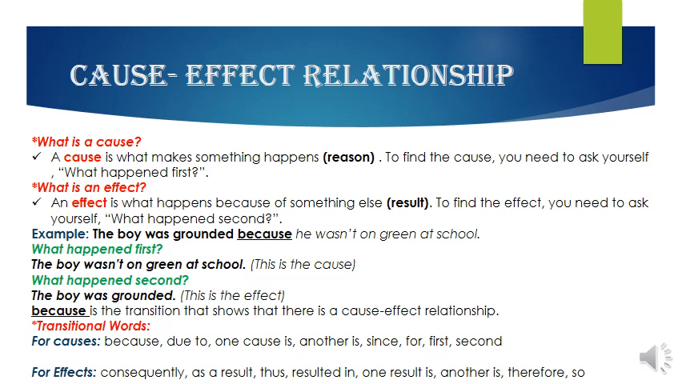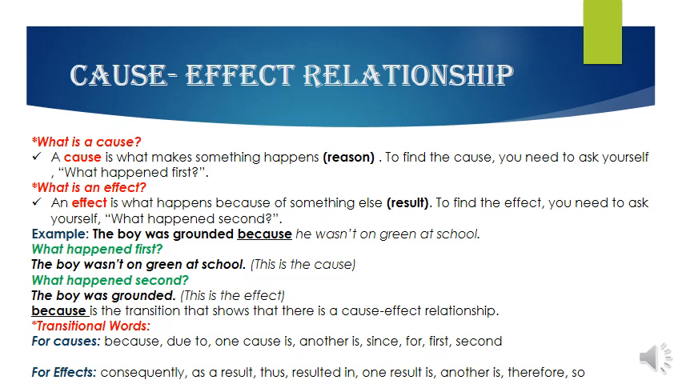Okay, what happened because he didn't study well, or what happened second? He failed in the test. So this is the cause-effect relationship, a reason and a result. For example, if I said he was sick, so he didn't come to school. So the cause is that he was sick. The result is that he didn't come to school. So this is the cause-effect relationship.